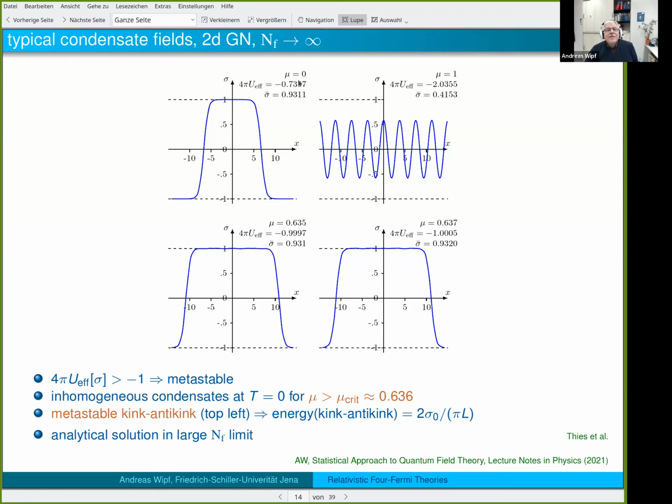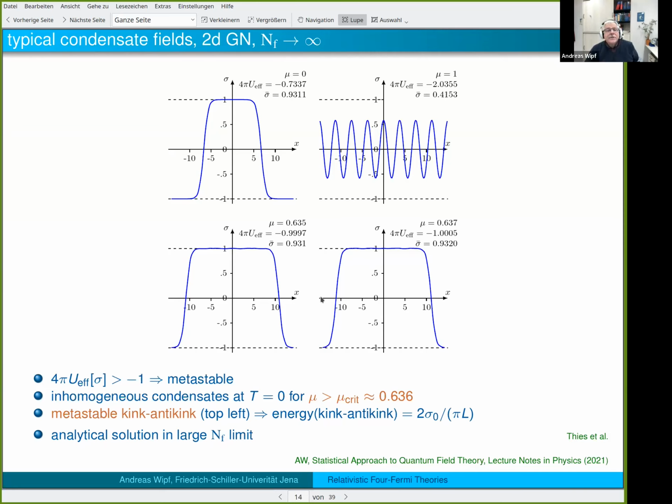So you see the top left, mu equals 0. We have a configuration, a kink anti-kink, but the energy is higher than the homogeneous minimum. So this is a metastable state. It's a baryon-antibaryon, right? It's interpreted as a baryon. And you can calculate the difference of energy between this configuration and the homogeneous. From that, you can calculate the mass of the kink anti-kink, which is exactly what we know from the analytic solution. It's this second to last line.